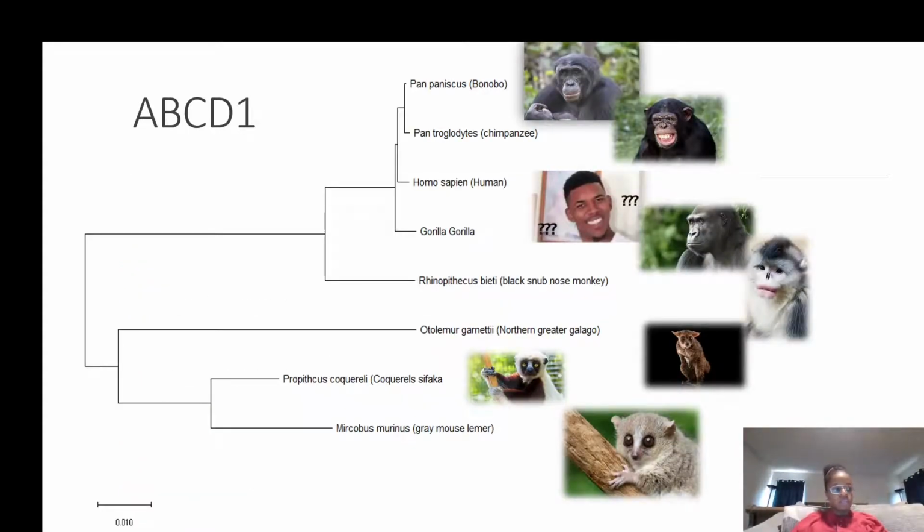And here is my tree. So as you can see, the common ancestor will be here, and there are two lineages. The last three are the outgroup, and the first four, they are almost alike. The ancestor gave lineage to the first four and branched off and gave lineage to the black snub-nosed monkey.